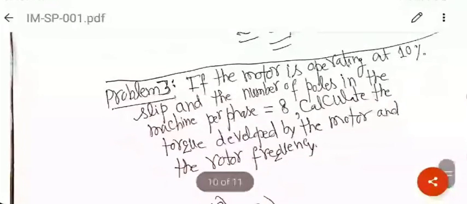Next problem says if the motor in the previous problem is operating at 10% slip and the number of poles in the machine per phase is 8, calculate the torque developed by the motor and the rotor frequency. Again, you don't need equivalent circuit for this. 10% slip. Okay, let's see what we do.